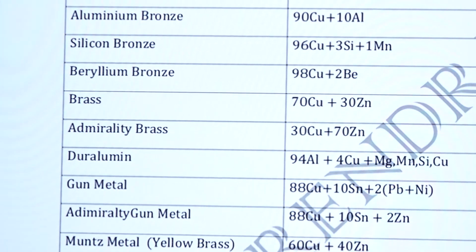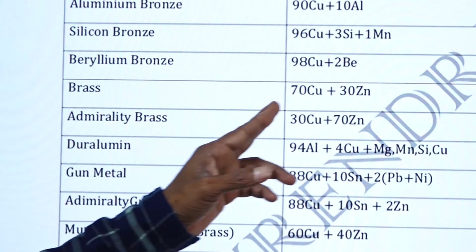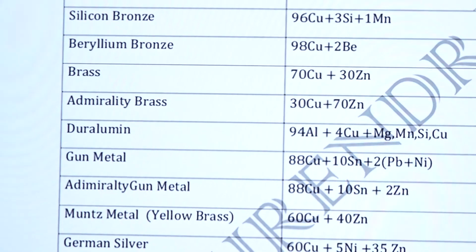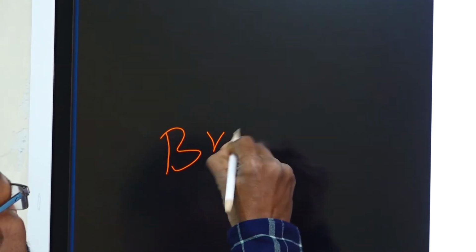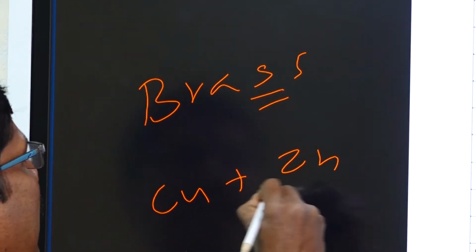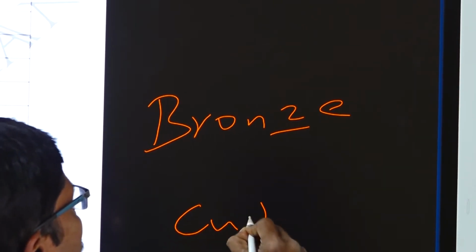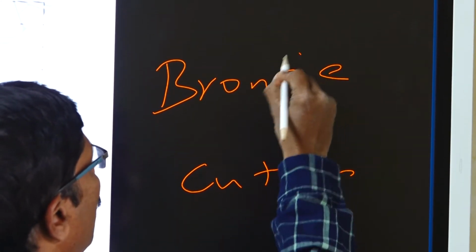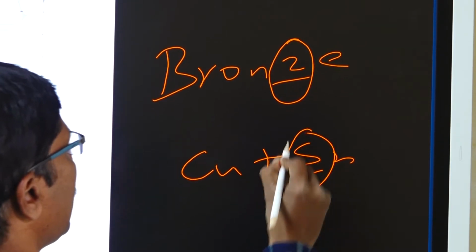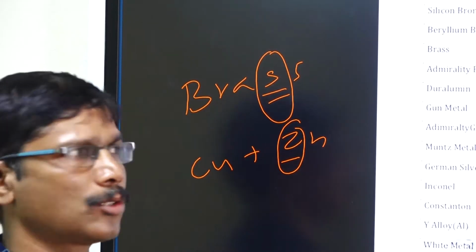So next we come to discuss about the brass. Brass is the alloy of copper and zinc. You can see in the name brass itself, the letter S will come. So copper plus zinc, here Z will come. In bronze you can observe the letter Z will come. Here copper plus tin. So you can easily remember: here S in brass, and copper plus Z will be there. So you can easily remember.